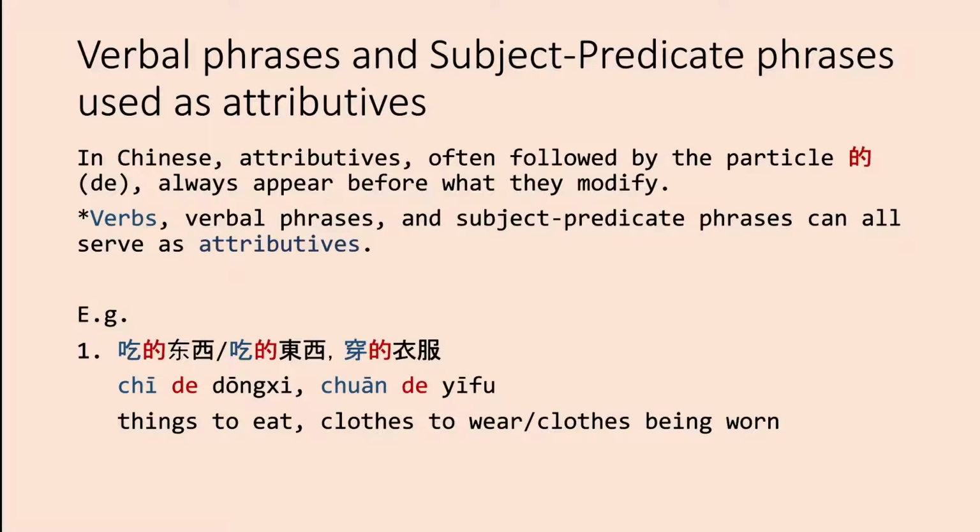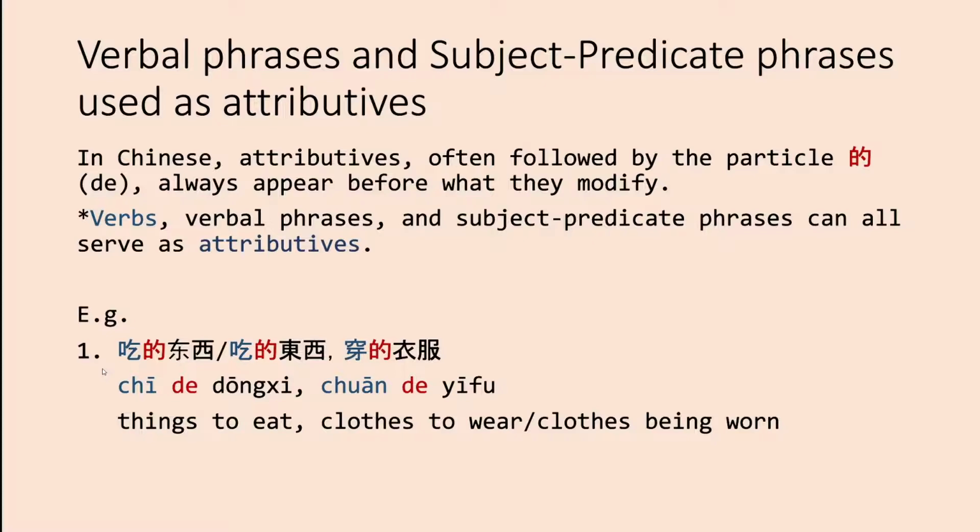The second grammar point in Chapter 14, Dialogue 1 is the verbal phrases and subject-predicate phrases that can be used as attributives. So in Chinese, attributives, often followed by the particle de, always appear before what they modify. Attributives can be verbs, verbal phrases, and subject-predicate phrases. Basically, what this is saying is that what you want to say as a description should come before what you are describing. So adjective, noun, adjective, the noun.